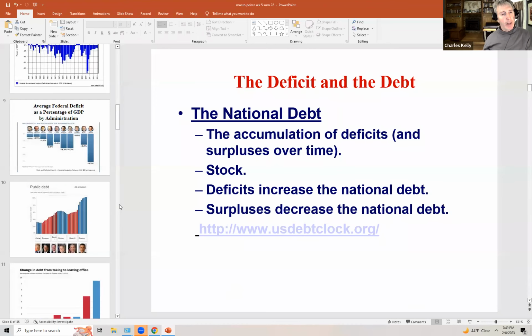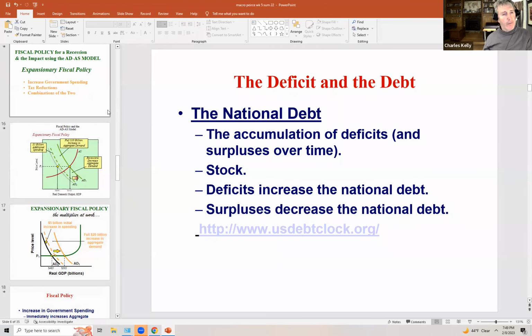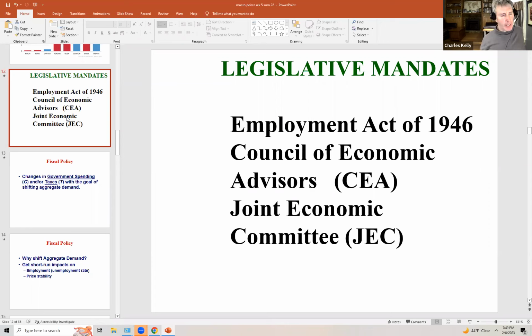All right, let's talk about fiscal policy. So, what is fiscal policy? After the Great Depression, the United States realized we can't let an economic catastrophe of this magnitude ever happen again. So in 1946, we passed what's called the Employment Act. And we instituted the Council of Economic Advisors and the Joint Economic Committee to oversee the macroeconomic picture for the United States.